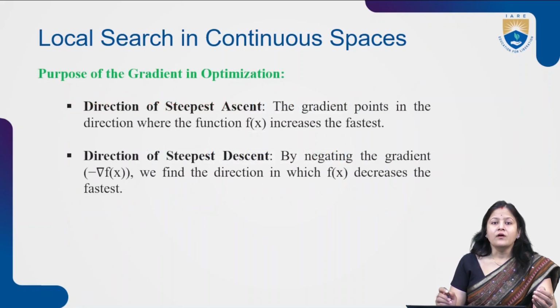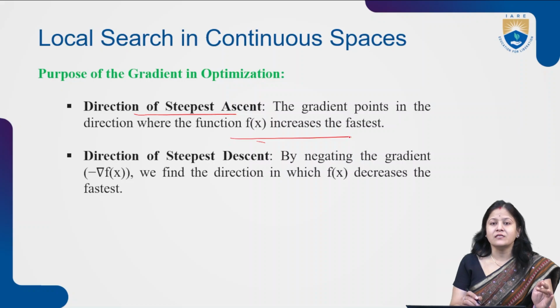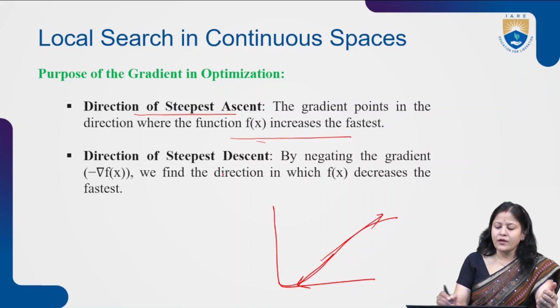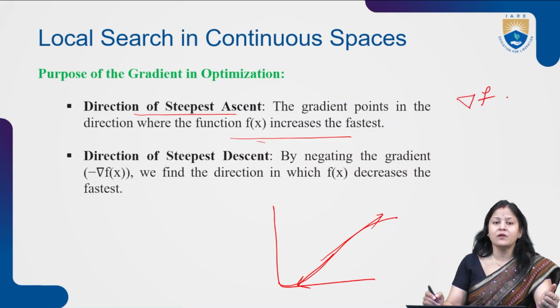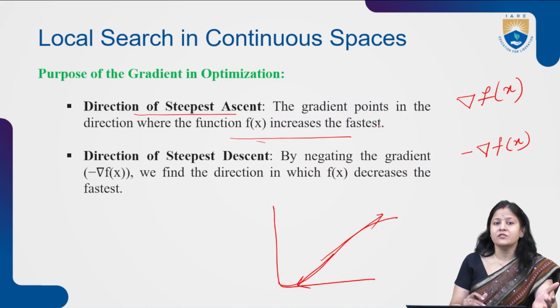Now what is the meaning of direction of steepest ascent and direction of steepest descent? Simple meaning: positive direction and negative direction. Direction of steepest ascent means the gradient points in the direction where the function increases the fastest. If it moves in the downward direction, that is called gradient descent, the steepest descent. So here we calculate positive nabla of f, but there we calculate negative nabla of f for each value of x. That is the difference between the direction of steepest ascent and the direction of steepest descent.